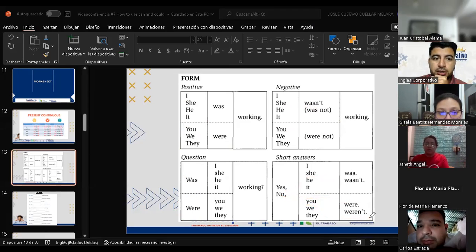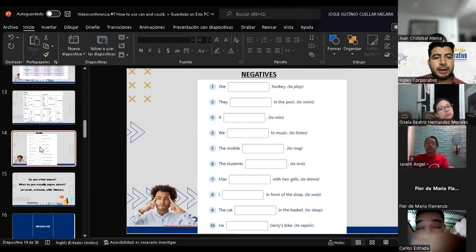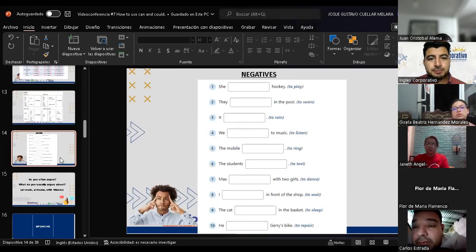Y sí, vamos a hacer un par de oraciones con esas que son bastante fáciles. Aprovechando que tenemos el present continuous, estudiamos siempre el past continuous, que es bastante fácil. De hecho, considero, I consider it is easier. Es más fácil el past. Ok. Vamos a hacer estas.